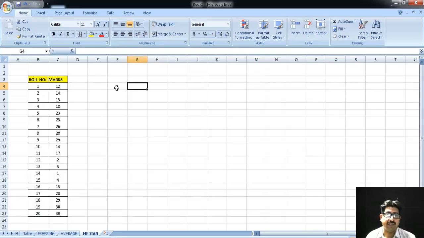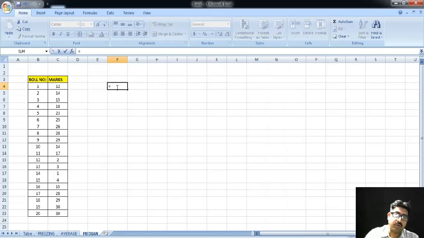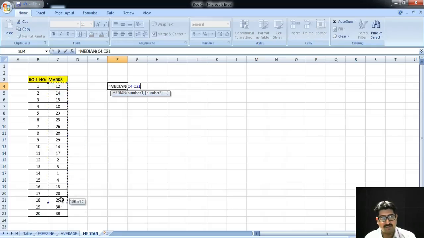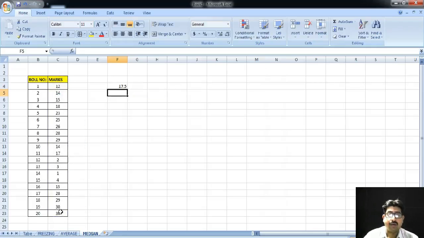Let's find out what the median is first. The median is an inbuilt function in Excel, so equals median, open brackets, and then select from 12 to 30 and close it, and wow, the median is 17.5, close to 18. Okay, now how will we verify that the median is correct?